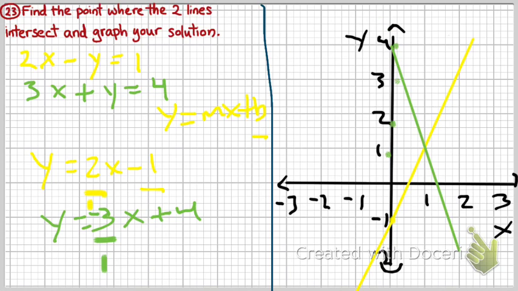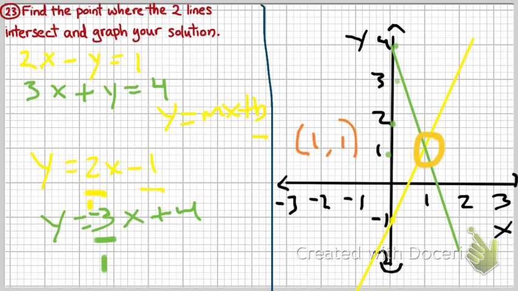Okay, so now what I want is the intersection. And the intersection is my solution to this particular problem. So right here, that's the intersection that I'm looking for. So here, x would be equal to 1, and y would be equal to 1. So my solution is 1, 1. The ordered pair would be (1, 1).